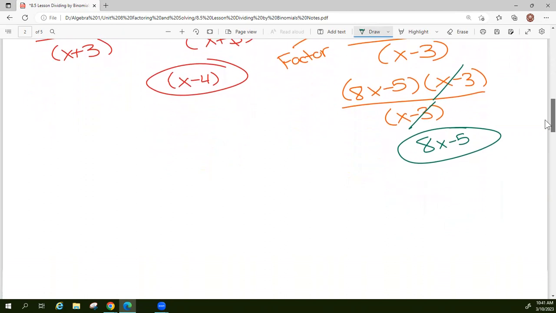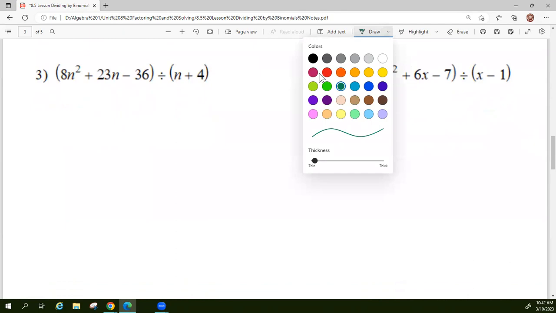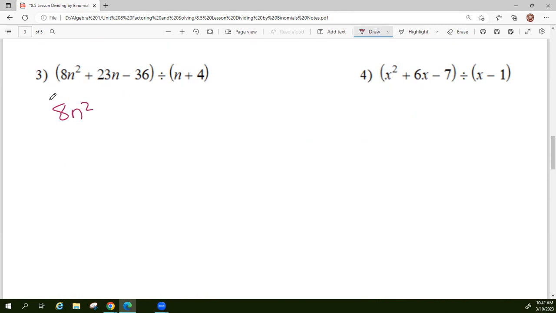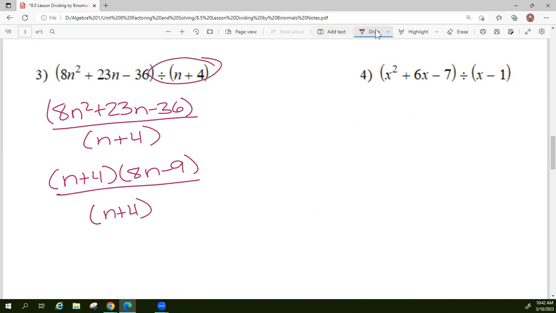So it is important, as I've said a couple times now, that you are able to factor, because factoring is going to make this thing go. So again, if you need help with the factoring portion, please make sure you've watched the factoring lessons. And then if you have and you're still struggling a bit, make sure that you ask me to help you. When we factor the top of this fraction, we get n plus 4, and we get 8n minus 9. And on the bottom, we have that n plus 4 because that's what we're being asked to divide by.